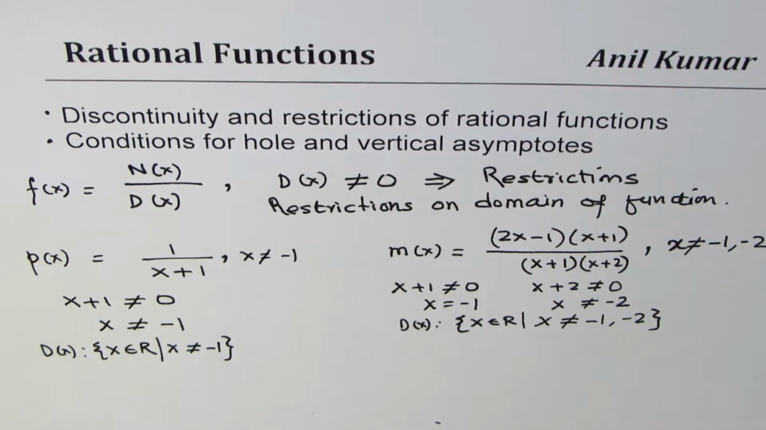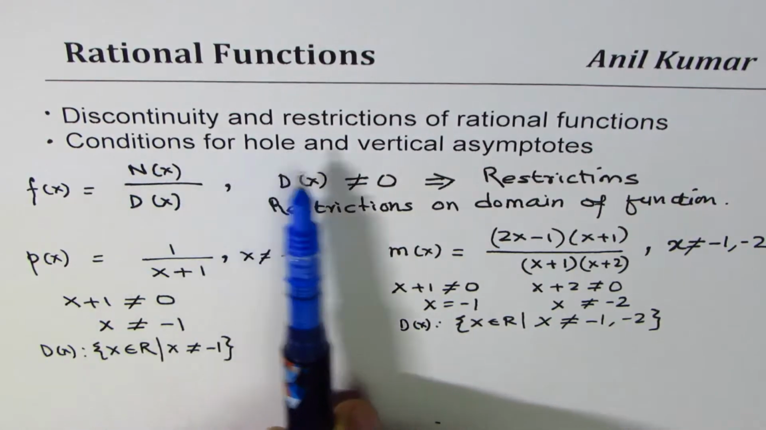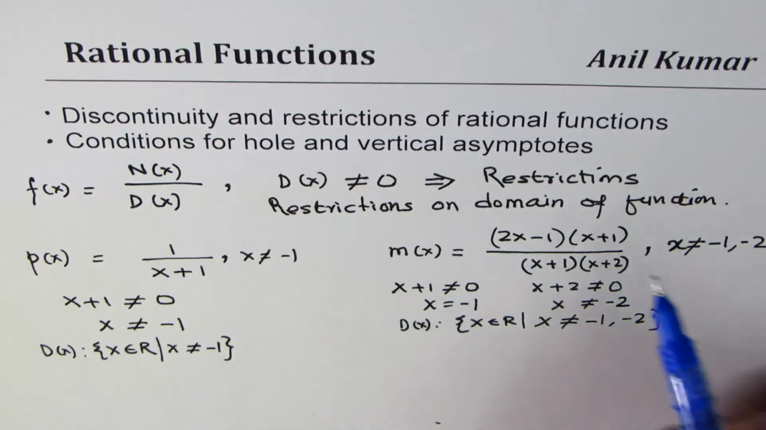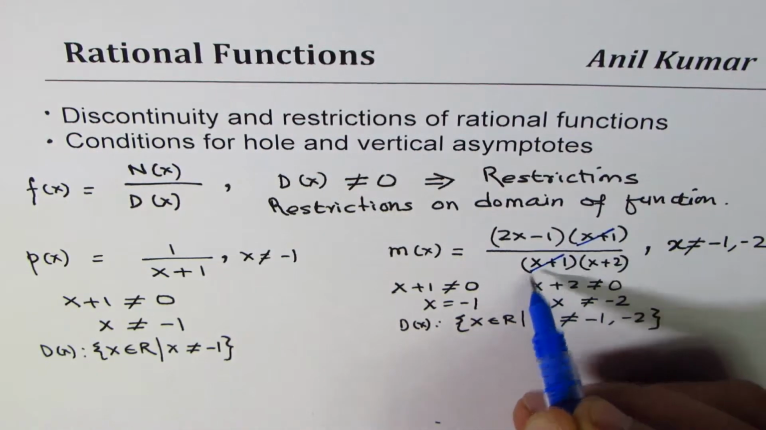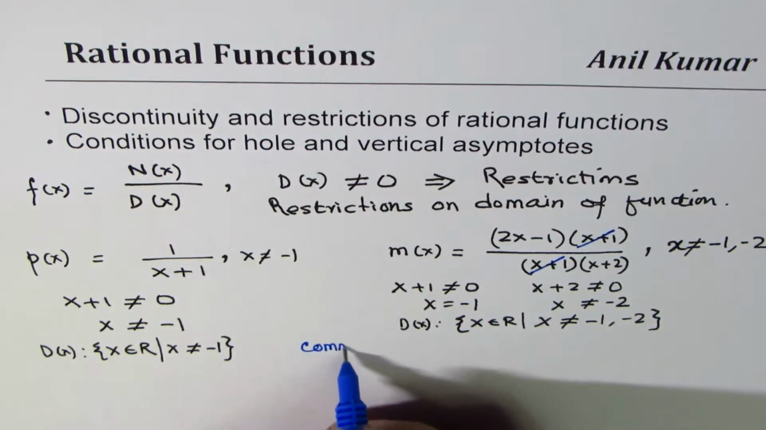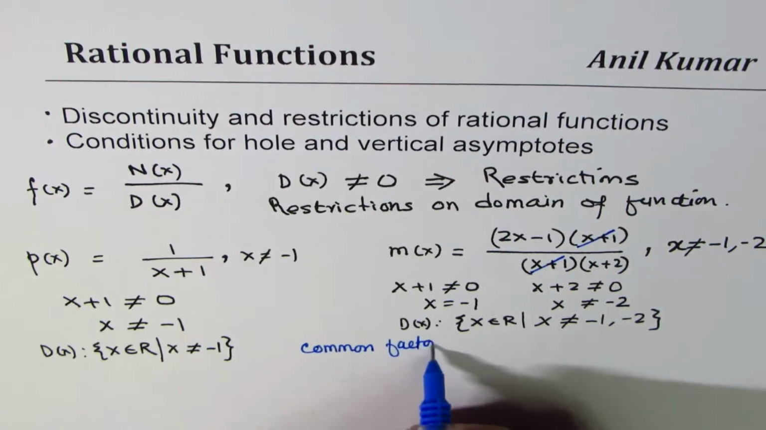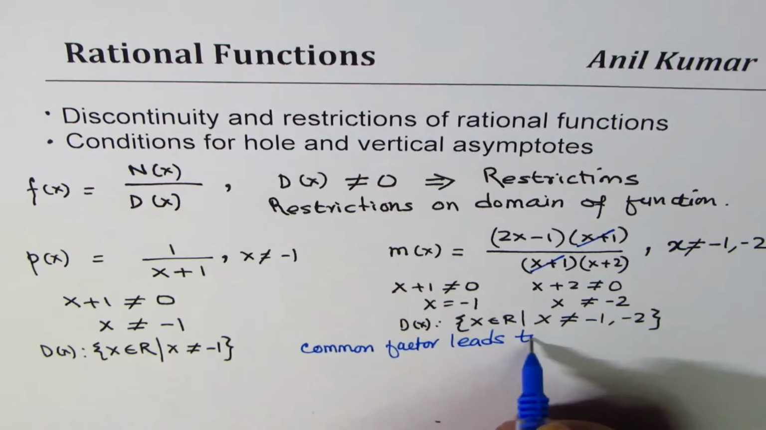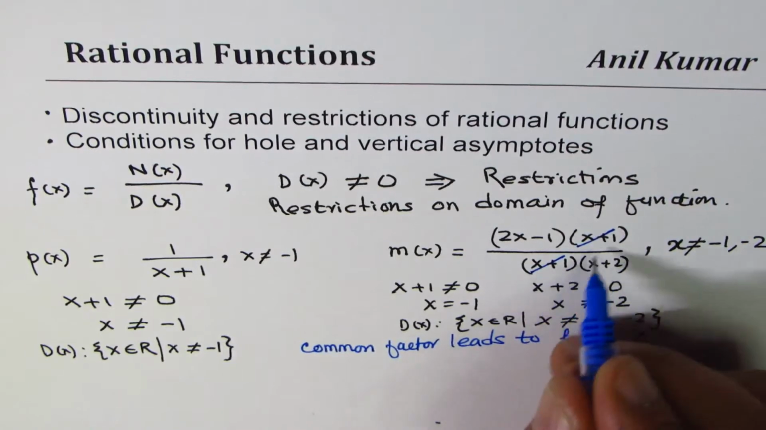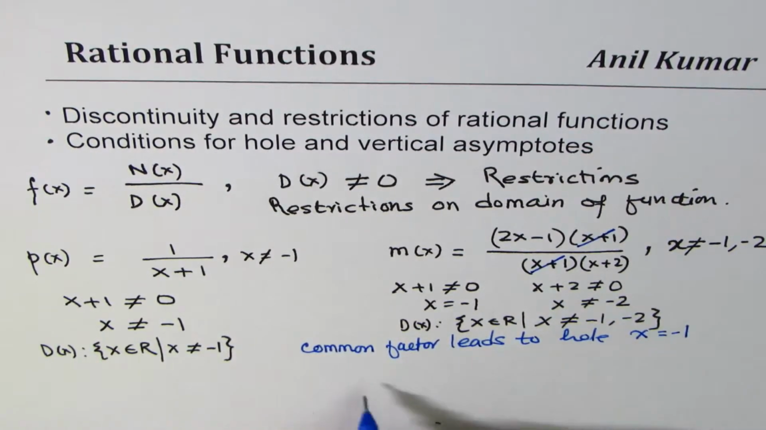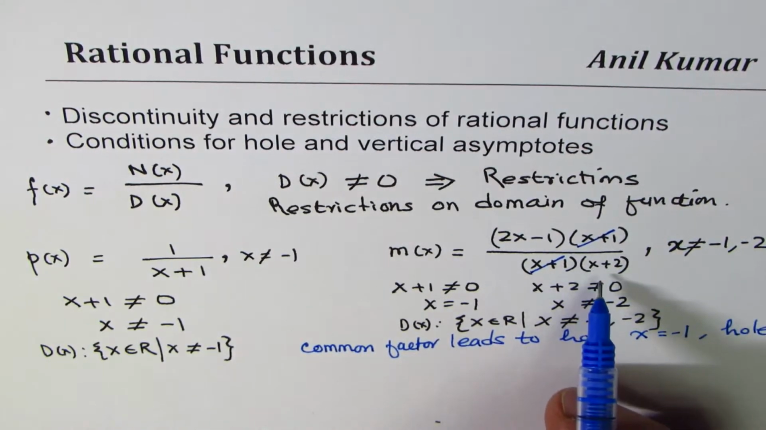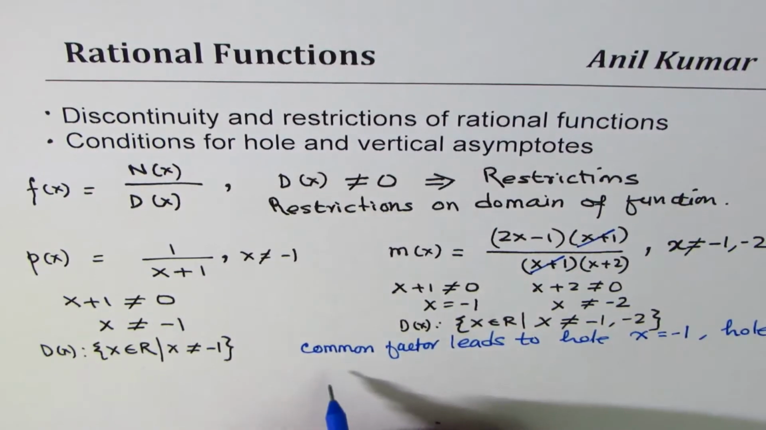Perfect. Now let's look into the second point, which is conditions of holes and vertical asymptotes. Now these two examples are very important. You see in the second example, we have a common factor which cancels out. So this common factor leads to a hole. So out of these two restrictions, x equals minus 1, where the common factor cancels, is a hole. Is it okay? The other one, which did not cancel, leads to a vertical asymptote, right?